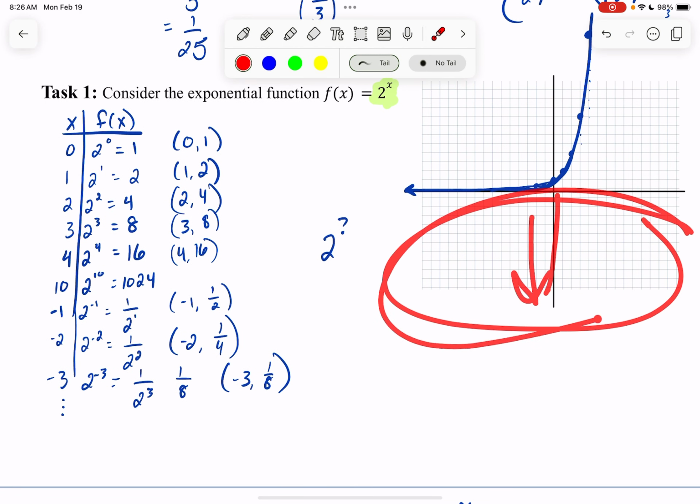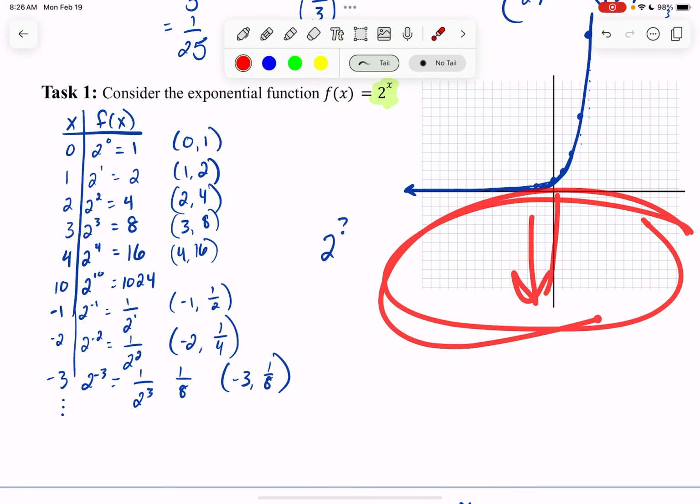Okay. The function also increases without bound. I could also use those same words. I could also say it increases without bound. The function also gets really big. As I put really big numbers in, like 2 to the 100, 2 to the 200, my output's going to be really big too.